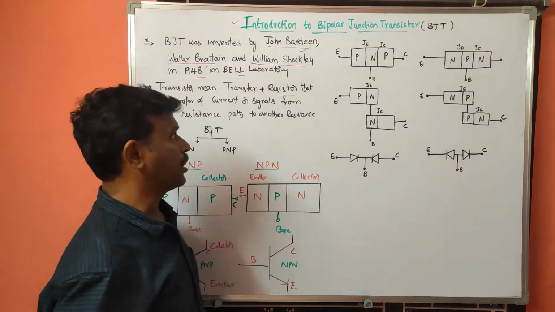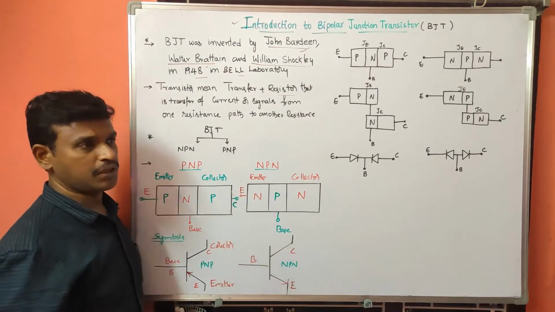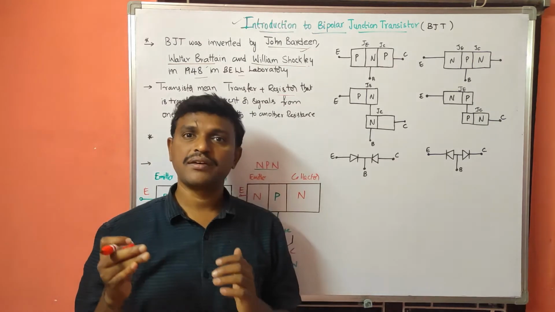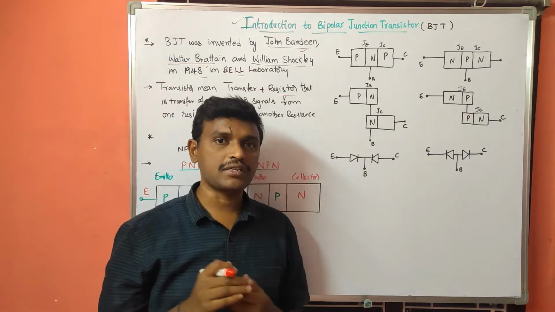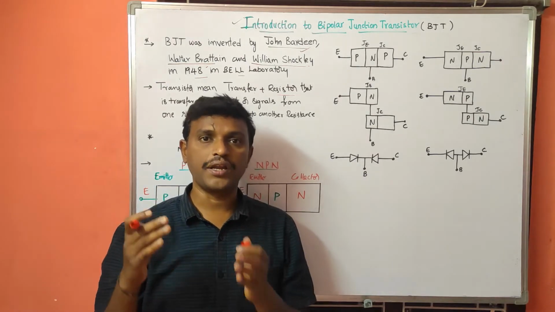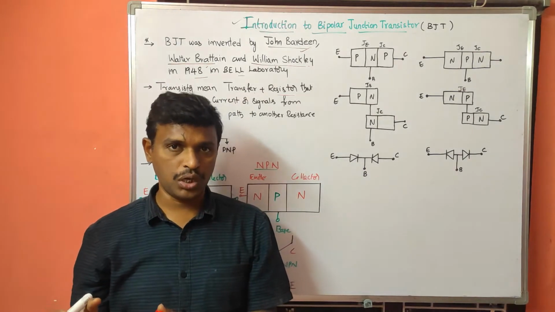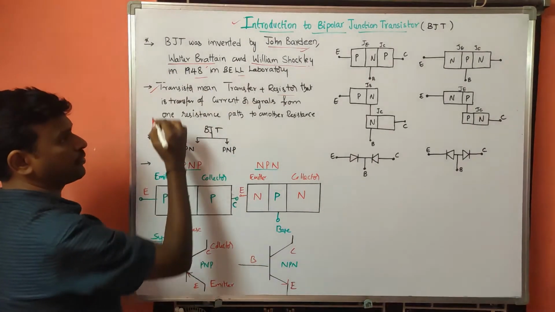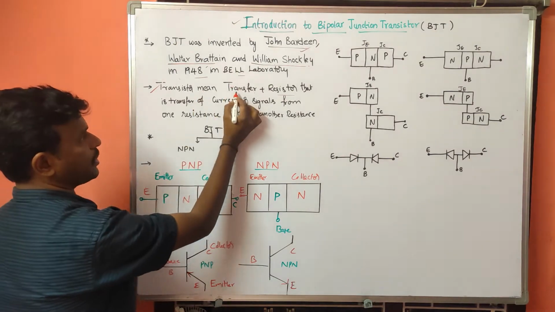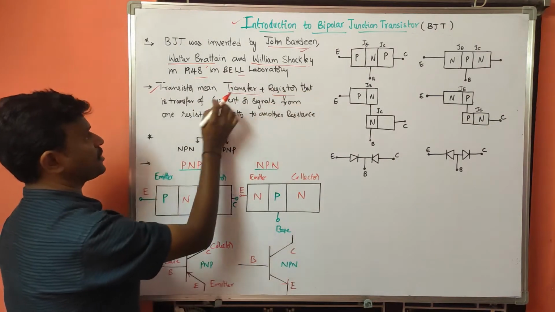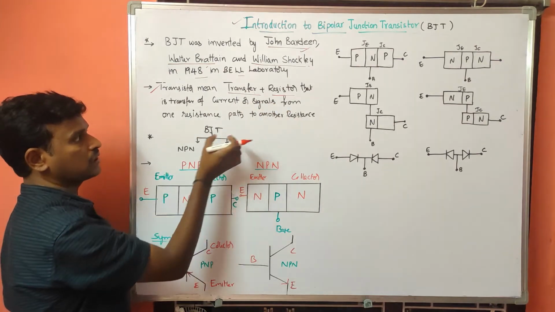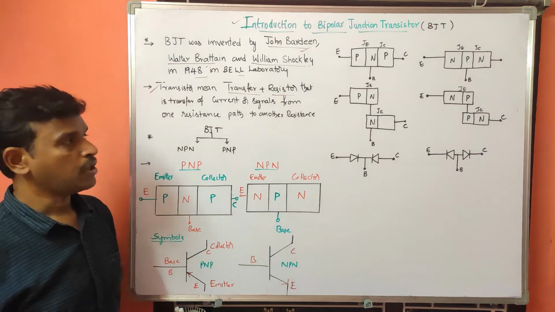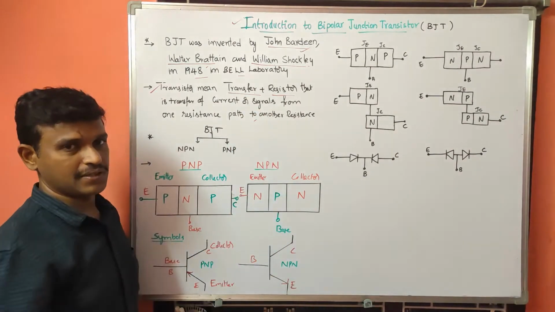Okay, so first we have to know what transistor means. Transistor means transfer plus resistor. This means transfer of current or a signal from one resistance to another resistance. So that's why it is called the transistor. So transistor means transfer plus resistance, that is transfer of current or signals from one resistance path to another resistance path. Okay, so this is about what is meant by transistor.